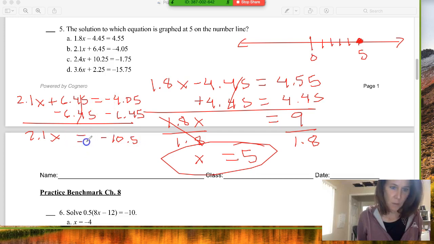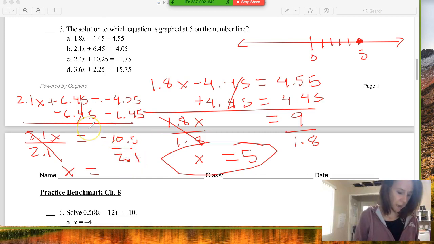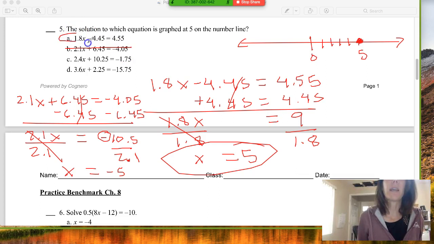Bring down the equals. This is multiplied by x, so to get rid of it, we divide by 2.1. And then we're going to get x equals 10.5 divided by 2.1, which is going to give you 5, but look, it's a negative 5, so it's not B, and you can do that for C and D. Now another thing, so it is A.